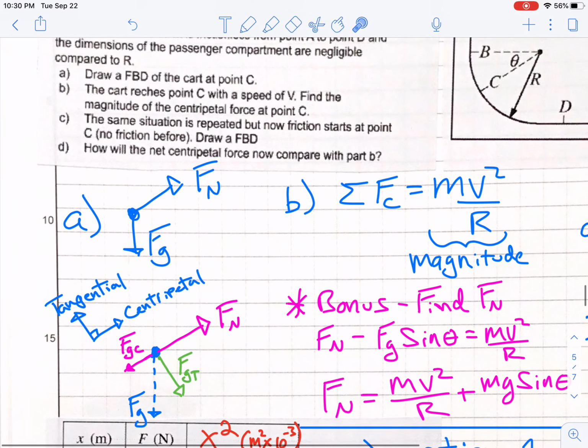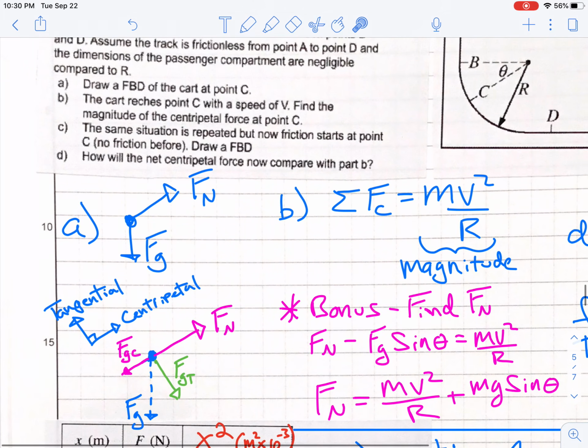So in A and B, A is our free body diagram with no friction. We have a centripetal force, which is perpendicular to the surface, so that's towards the center.